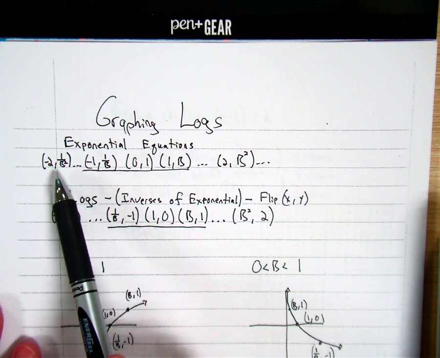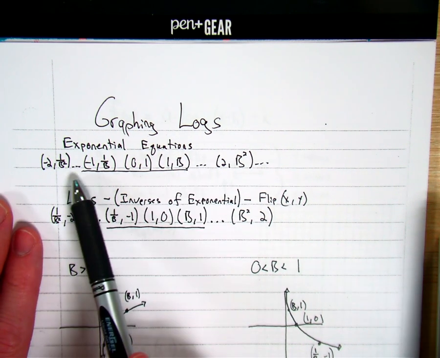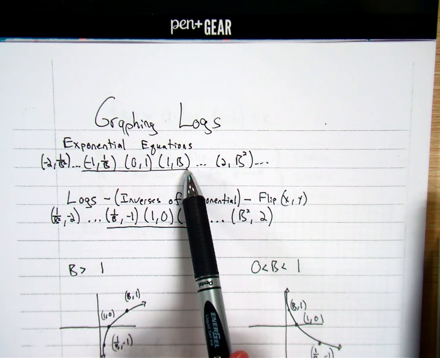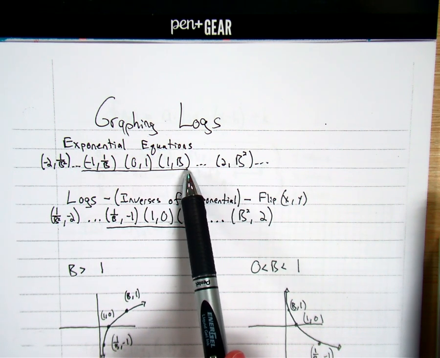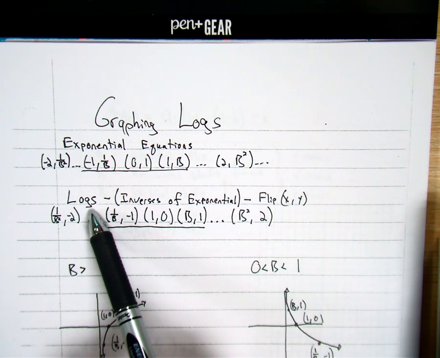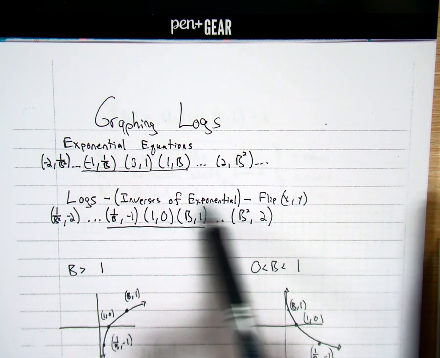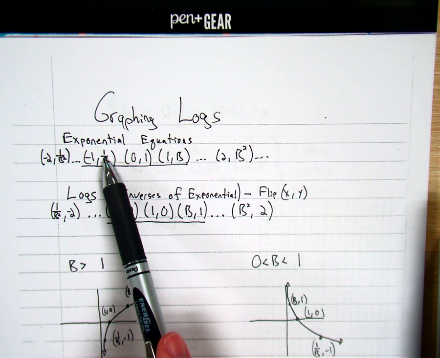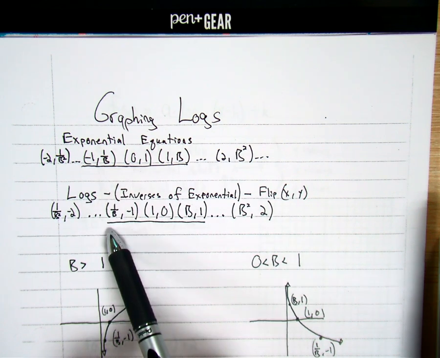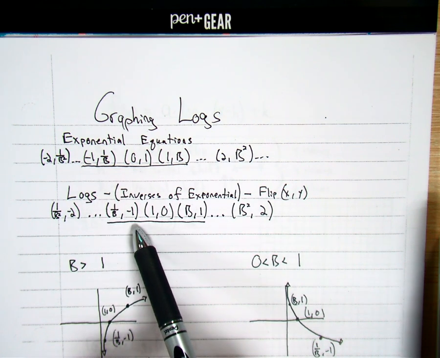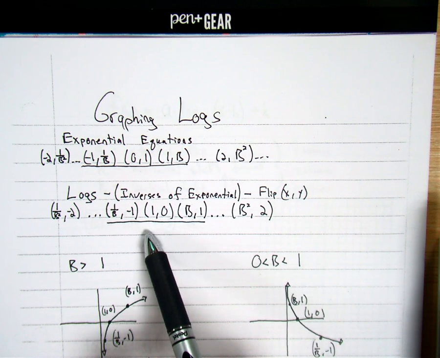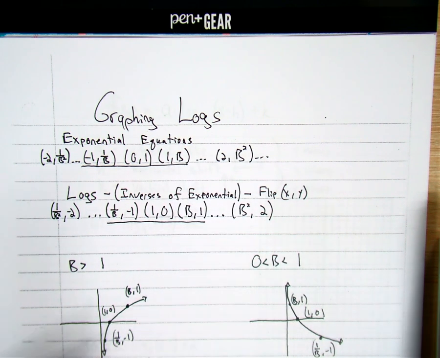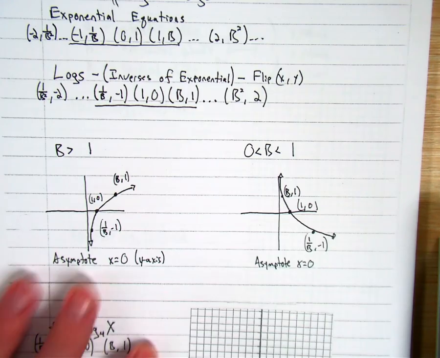Remember our exponential pattern was our main 3 in the middle here: negative 1, 1 over b; 0, 1; 1 comma b. And we know from our study of inverses of exponentials that we just flip the x's and the y's. So instead of negative 1 comma 1 over b, we're going to have 1 over b comma negative 1. 0 comma 1 is now 1 comma 0. 1 comma b is b comma 1.